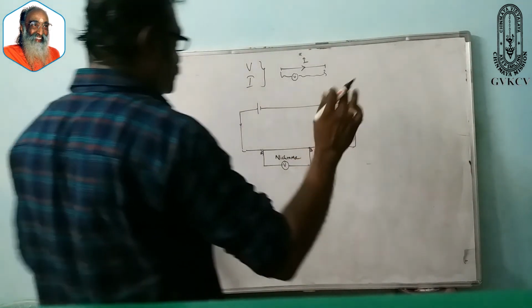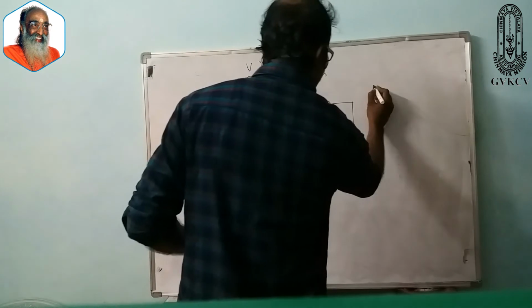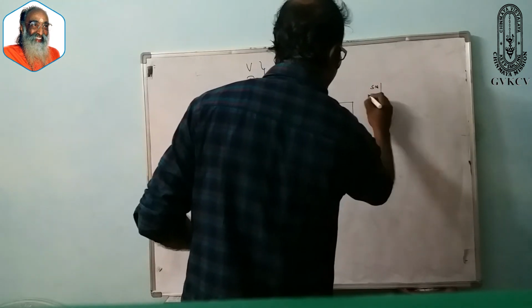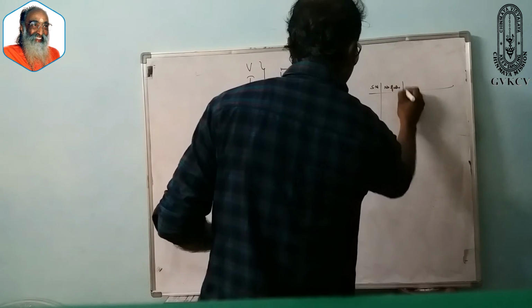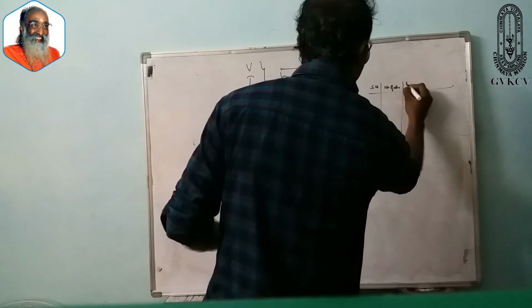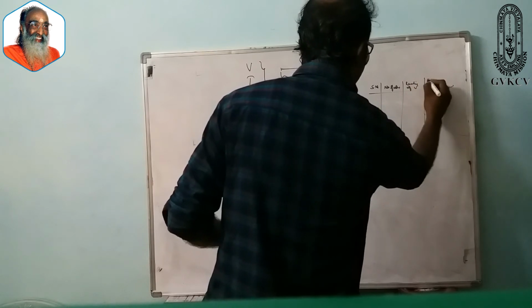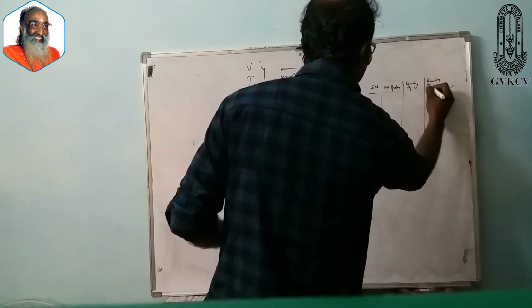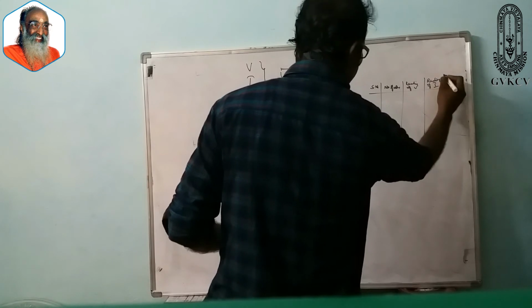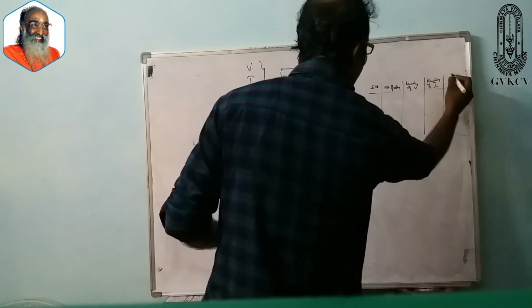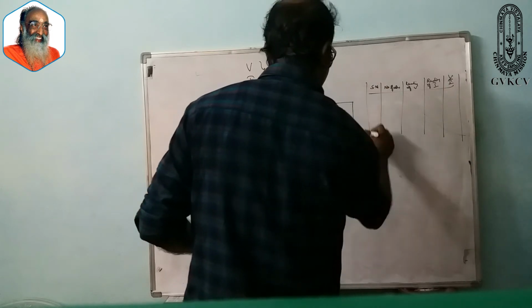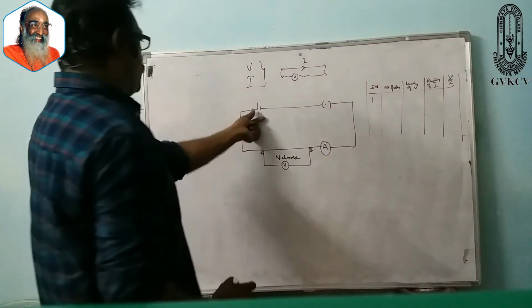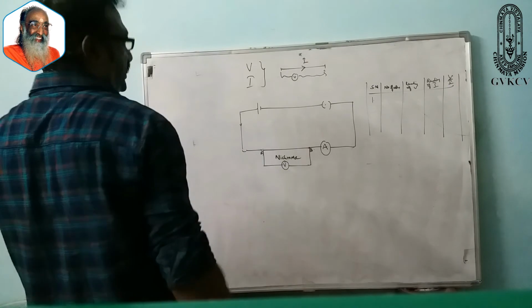Now this is the connection, and now we need to make some observations here. So let us make a small tabular column: number of cells, reading of voltmeter, reading of ammeter, which gives the reading of the current, and the V by I ratio. The first one, I just went with one cell. So the number of cells is 1.